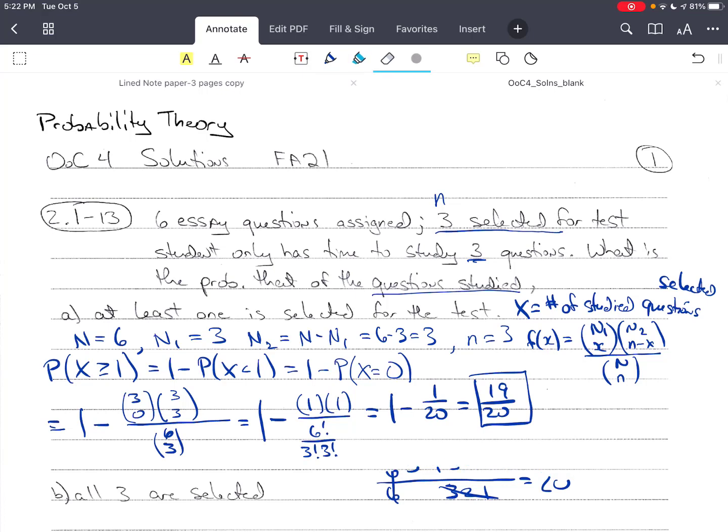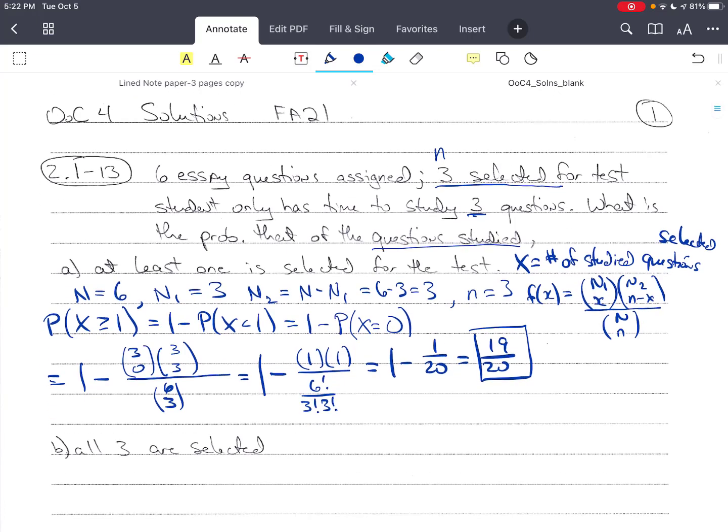So there is a 95% chance that at least one of the questions that were studied will be selected for the test. That's pretty good odds, except that only gets you a 33 and a third, right? So it's still not very good.